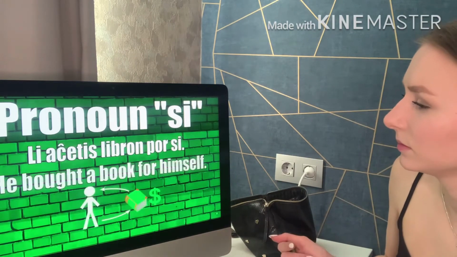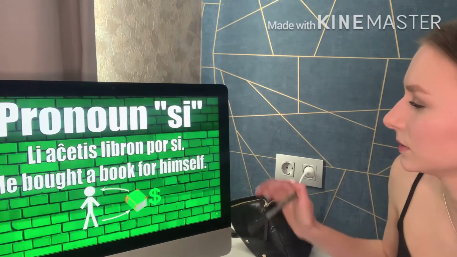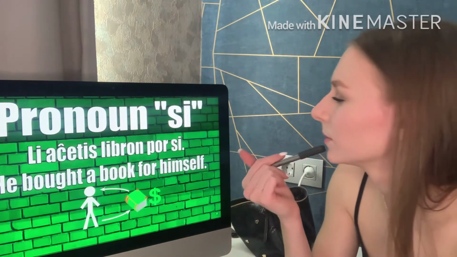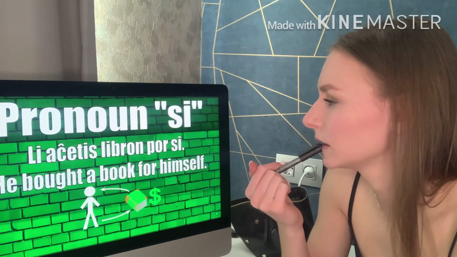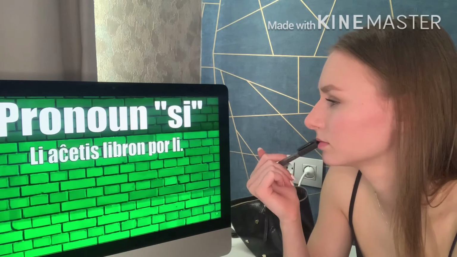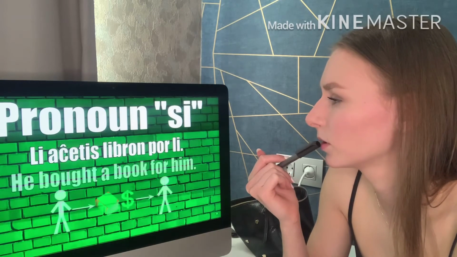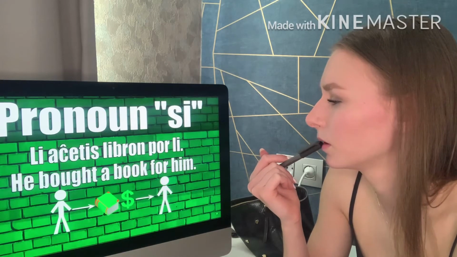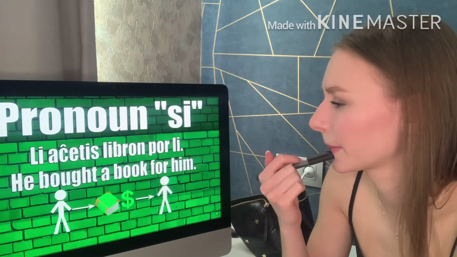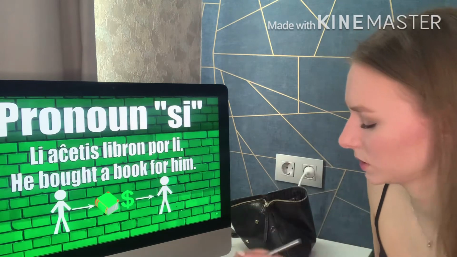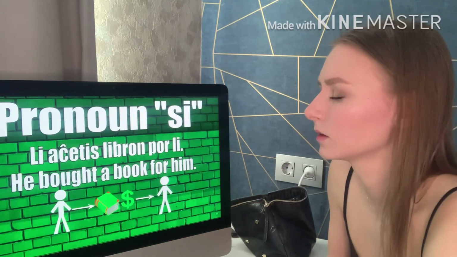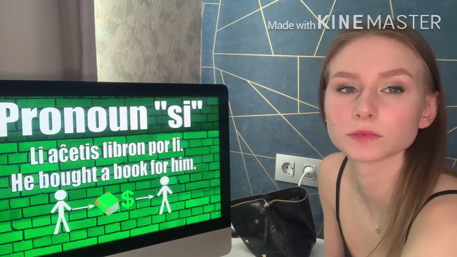This means he bought a book for himself. You might be wondering why you would just say li aĉetis libron por li, but if you replace si with li and say li aĉetis libron por li, this translates to he bought a book for him. And him is always going to be another person apart from the subject, because if we want to talk about the subject, the person who's buying the book, we would have to use the pronoun si.